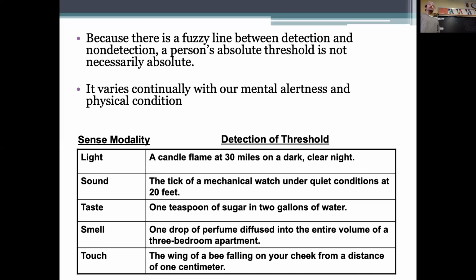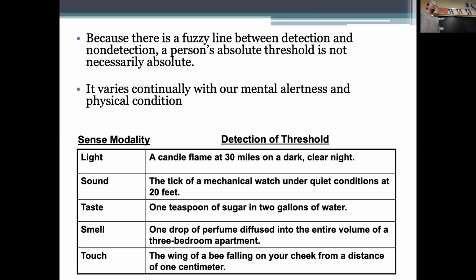But then again, you adapt to it depending on what might be going on, your selective attention. Taste: 1 teaspoon of sugar in 2 gallons of water. I don't know about that one either. Smell: 1 drop of perfume diffused in an entire volume of a 3-bedroom apartment. I think I could pick up on that.